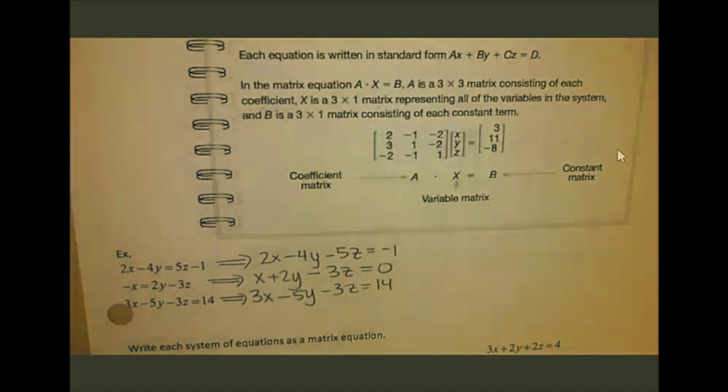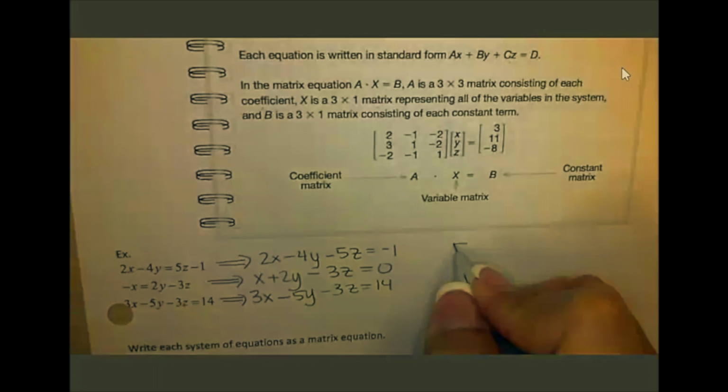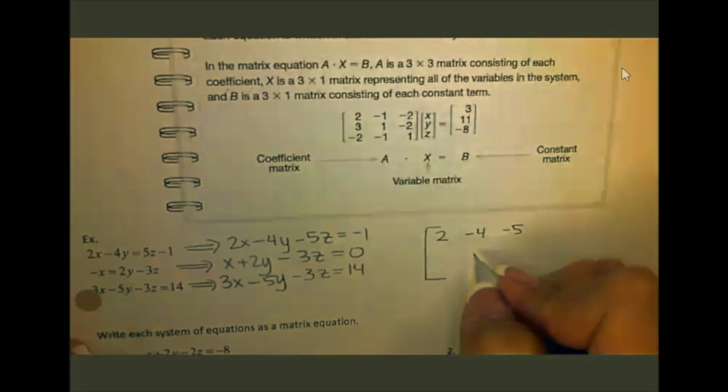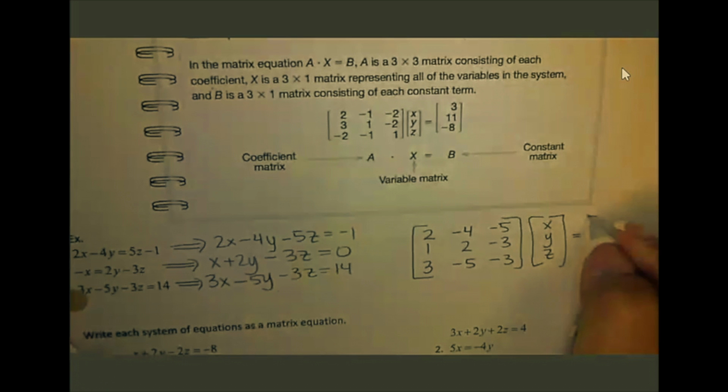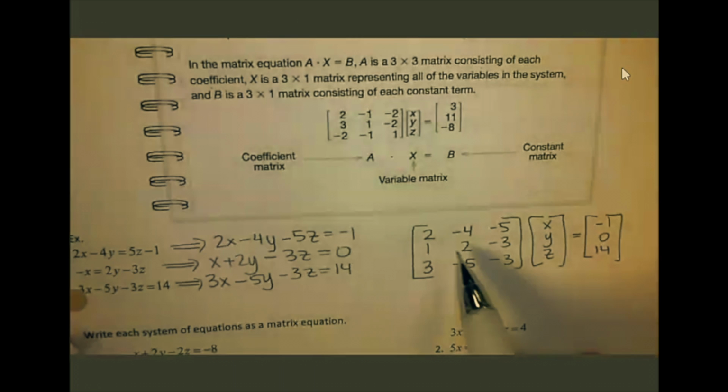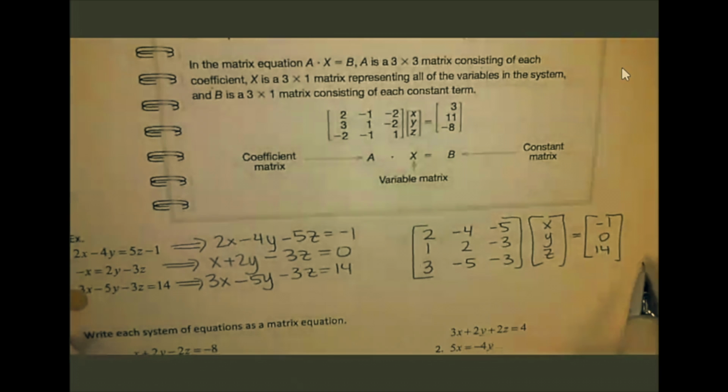Now, to set up that matrix, we're going to set up our coefficient matrix first. So I've got 2, -4, and -5. 1, 2, and -3. 3, -5, and -3. There's my first matrix. That's matrix A. My variable matrix will just be the x, y, and z. And then our constant matrix is going to be -1, 0, and 14. It's important to keep that organized. Notice that all of these are from one equation. All of these are from the next equation, and all of these are from the last one on the coefficients and constants.